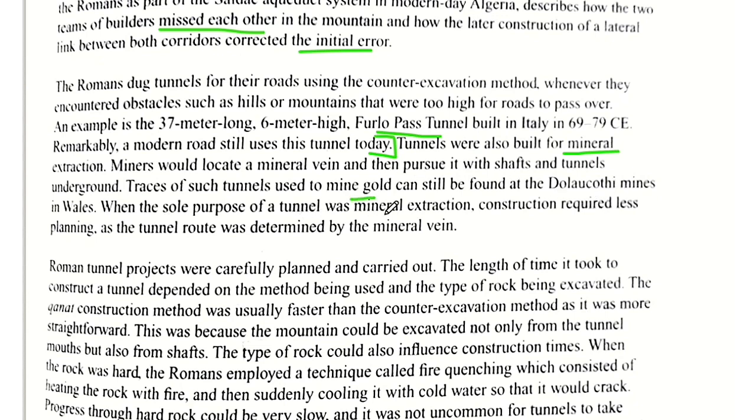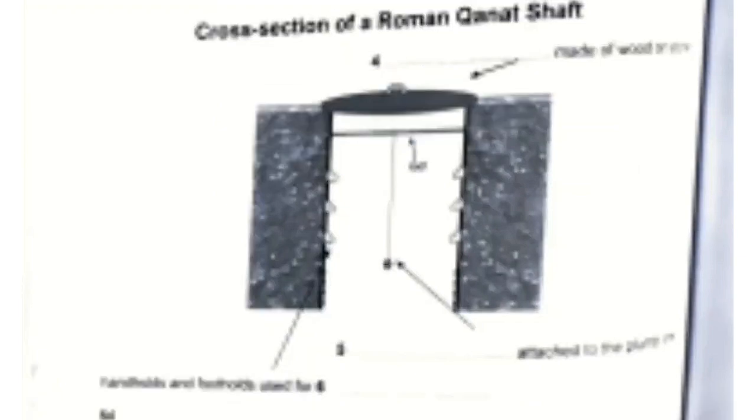When the sole purpose of the tunnel was mineral extraction, construction required less planning as the tunnel route was determined by the mineral vein. So here they've clearly mentioned which mineral they extracted in the mines. It was gold. So the answer is gold for this question.